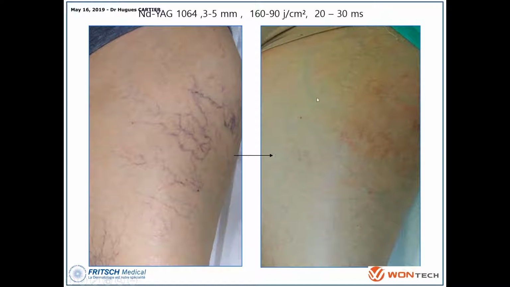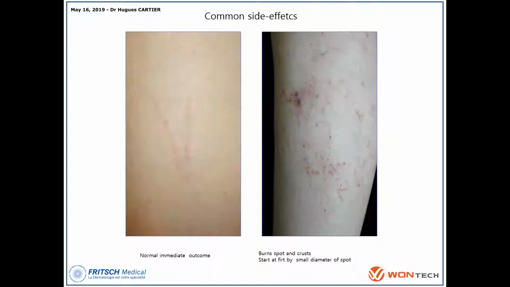And the good question: do we have to treat the reticular vein or not? It's not so easy to treat with NDIAG because it's painful and it takes more time. Some patients are happy to treat only that, but you have to explain that there is the possibility to have a new telangiectasia from this reticular vein. So maybe you have to treat again every year or every 2 years as well.